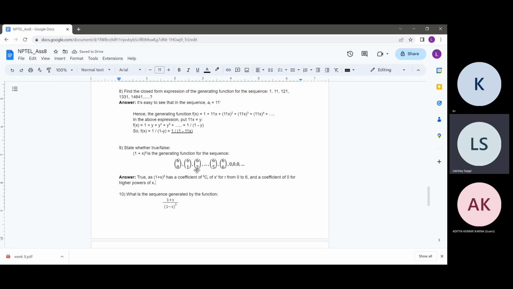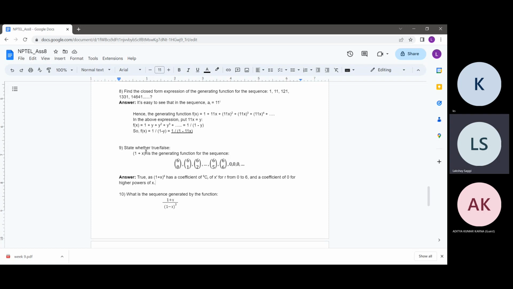So 1 plus x to the power 6 evaluates to 6c0 x to the power 0 plus 6c1 x to the power 1 plus 6c2 x to the power 2 and up to 6c6 x to the power 6, until which it terminates. So x to the power 7, x to the power 8, x to the power 9, everything has a coefficient of 0.